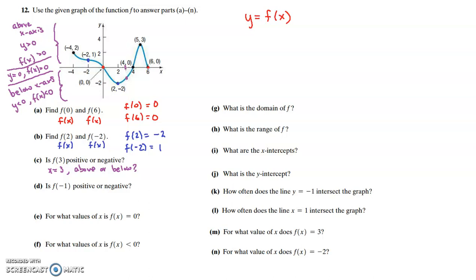Or you could just estimate when x is 3, y is maybe negative 1.5, something like that, but it's definitely negative. So the answer for this one is negative. So negative function value goes with below the x-axis. And then here, when x is negative 1, is the graph above or below?